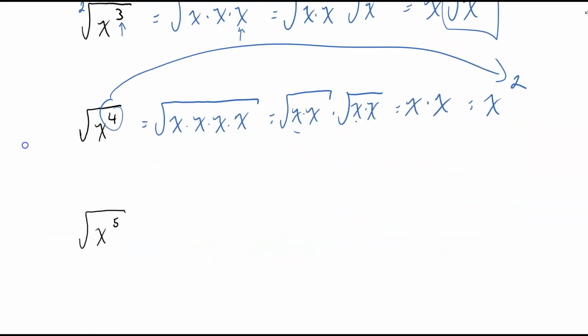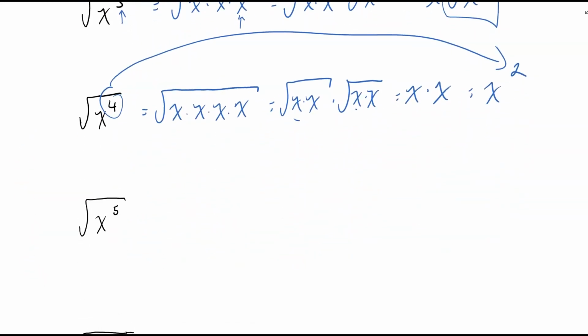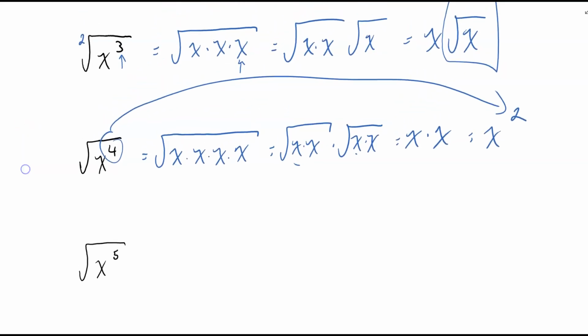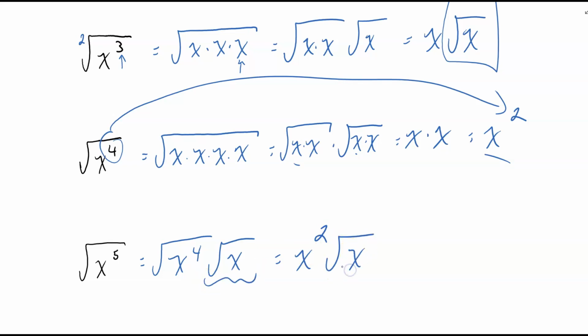I'm going to leave for you the square root of x to the 5. Pause the video, follow the same pattern, and find out what it would be. So this is equal to the square root of x to the 4 times the square root of x. The square root of x to the 4 was done up top here. It is x squared. There is a square root x left over, so that will be there.